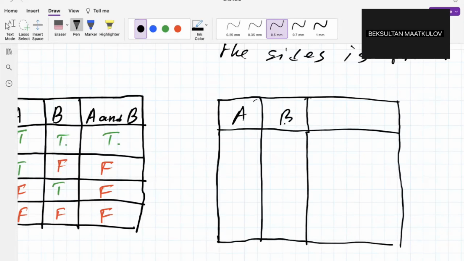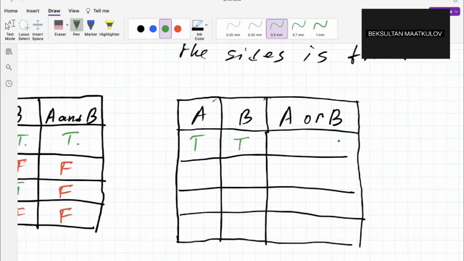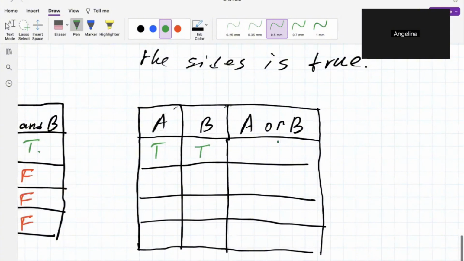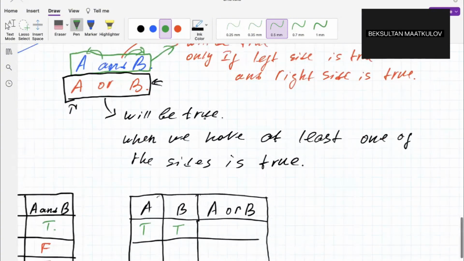Okay, you have again A, you have again B, you have A or B in this case. And you can have 4 possible ways of rearranging truths. For example, the first case, A is true and B is true. What will be the A or B? Will it be true or false? Not really false, it's true. You see here, A or B will be true when we have at least one of the sides true. The word at least means 1 plus.